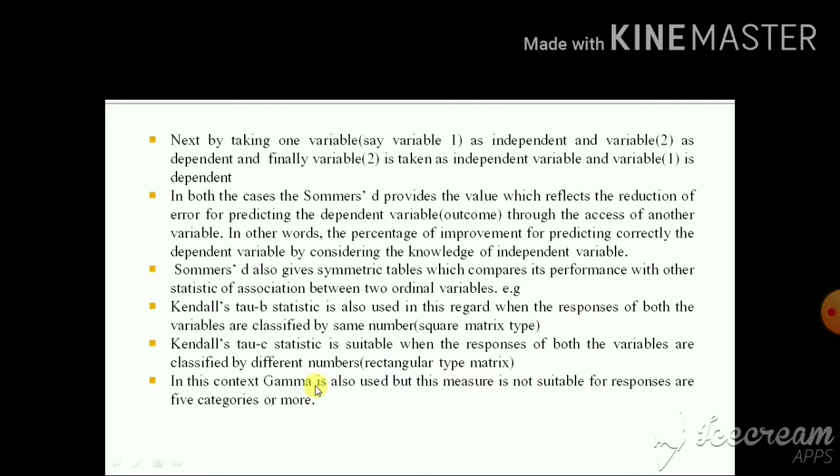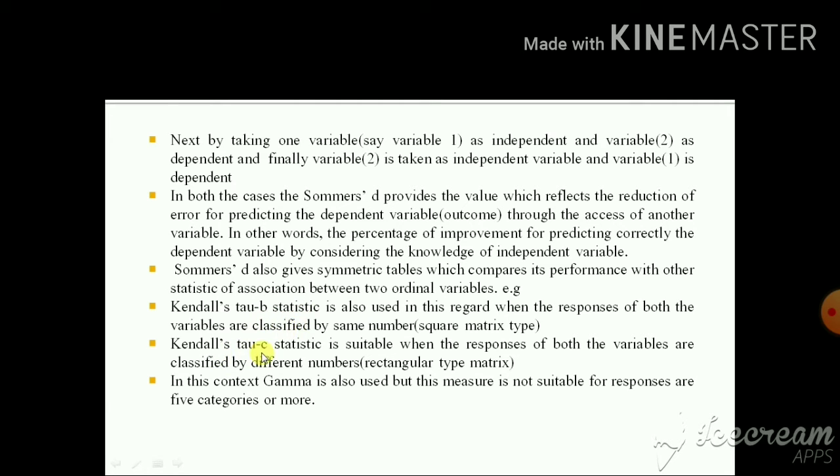The square type and rectangular type matrix mean like this: the responses of variable 1 can be classified into low, medium, high, and the other variable's rankings are also classified in this way, low, medium, or high. So both are the same, 1 2 3, 1 2 3. This is like the square matrix type. In this case, Kendall's tau B statistic will be suitable.